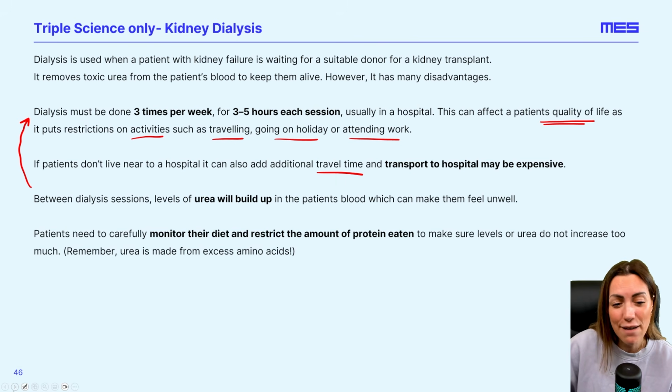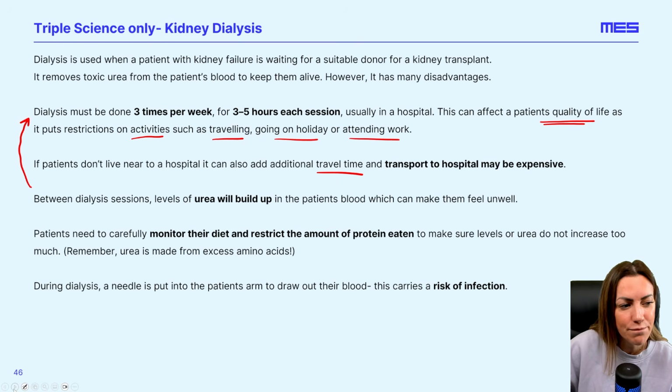Patients need to carefully monitor their diet, so particularly restrict the amount of protein eaten to make sure urea levels do not increase too much. Remember, urea is made from excess amino acids that are deaminated in the liver. So they do need to restrict the amount of protein they eat, otherwise they will end up with more excess amino acids and more urea, and the concentration of urea would increase significantly in their bloodstream.